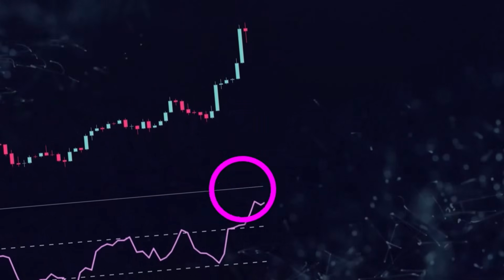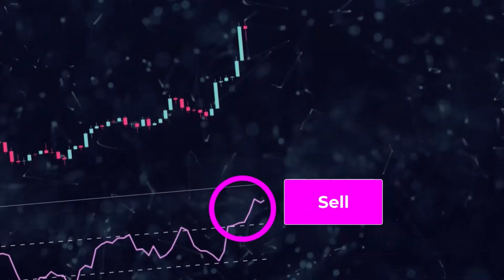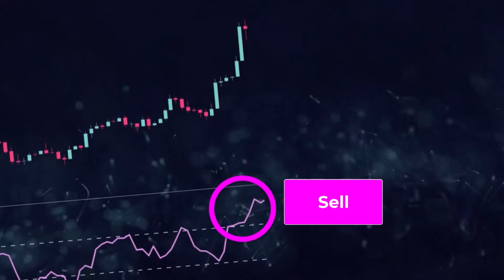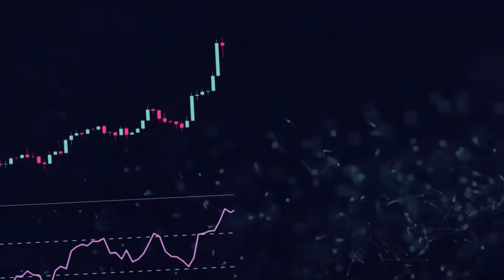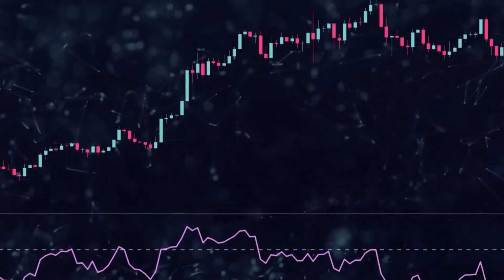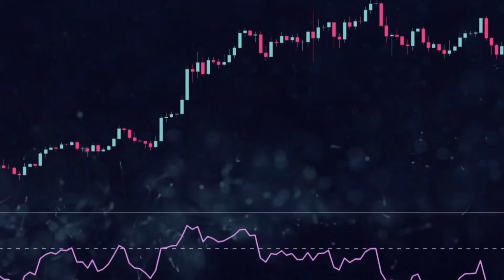Look at the chart. RSI goes above 70. What do most beginners do? They sell because they learn one simple rule. Above 70 means overbought. But then something strange happens. Price does not fall. It keeps going higher. So the trader thinks RSI is not working, but the truth is something completely different.